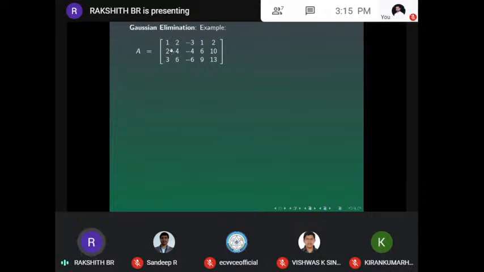So how do I make this 0? By using row operations. In place of 2, I want to get 0. Using row operations, you can do it by multiplying the first row by -2 and adding it to the second row.